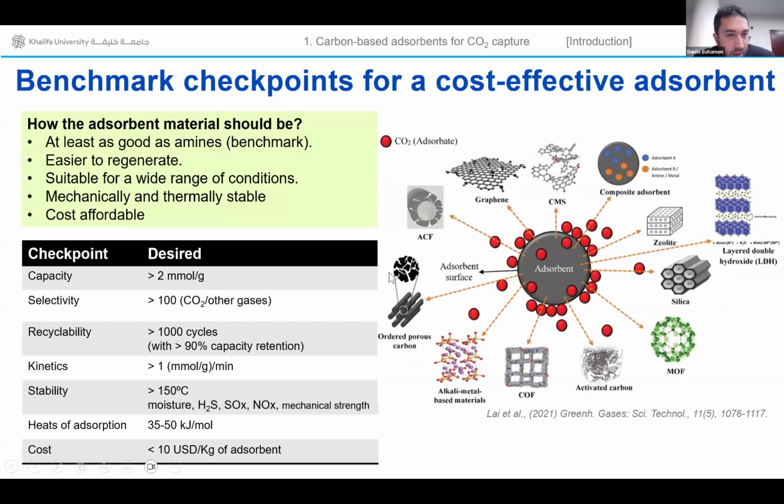Just to take note here, the important parameters: the capacity, you should capture more than 2 millimoles of CO2 per gram of adsorbent. The selectivity with respect to other gases should be above 100. Of course, stability, and as I was mentioning before, the cost. I would like to mention here that no reported adsorbents have satisfied this ambitious criteria right now, but still there is progress on new materials or new adsorbents, mostly hybrid adsorbents, to overcome these limitations.